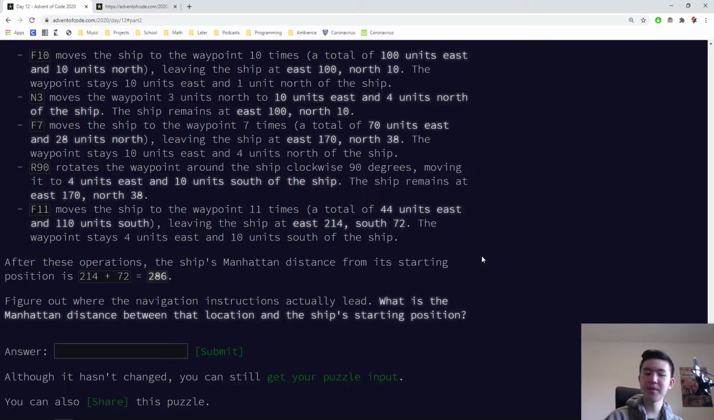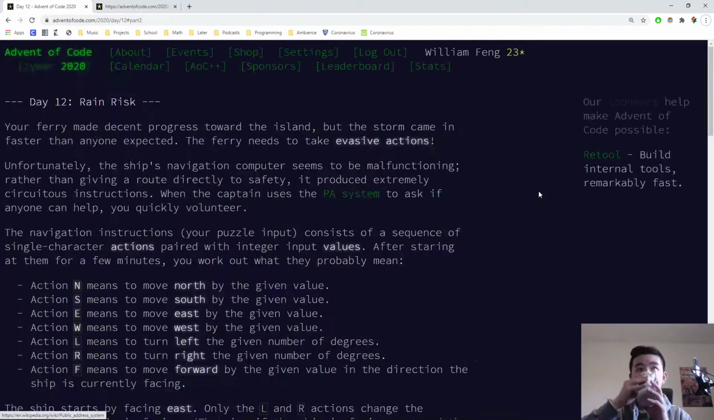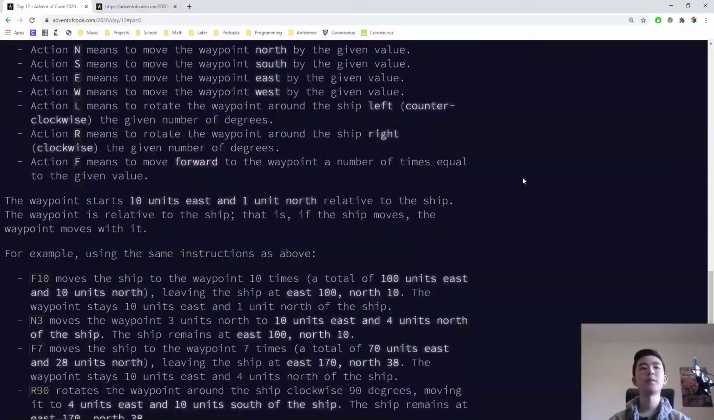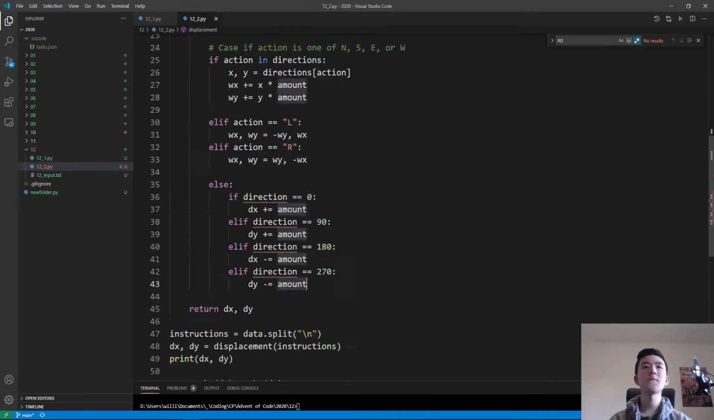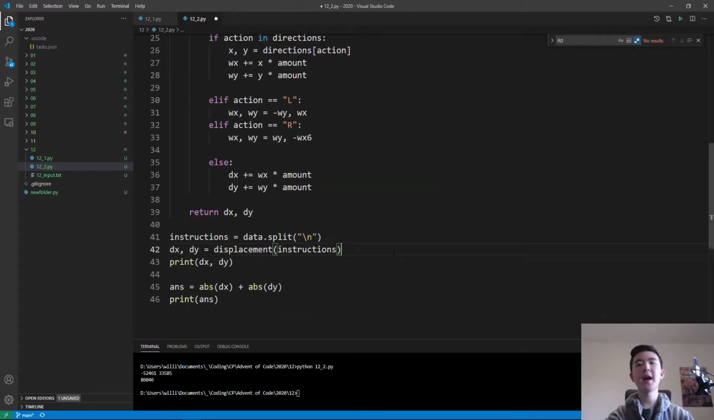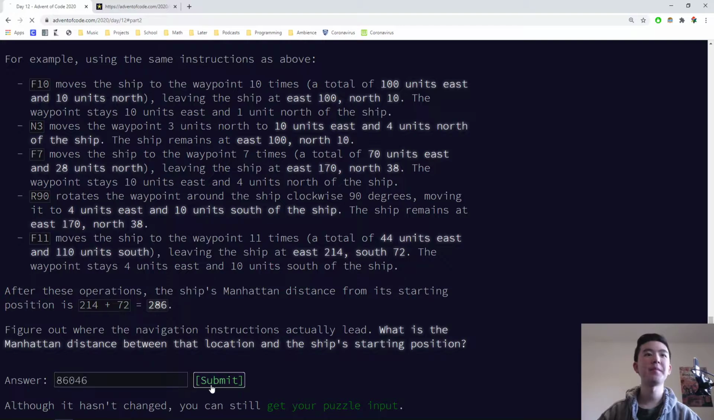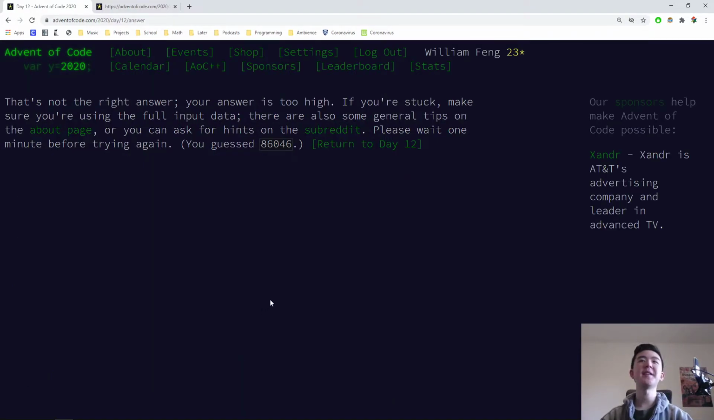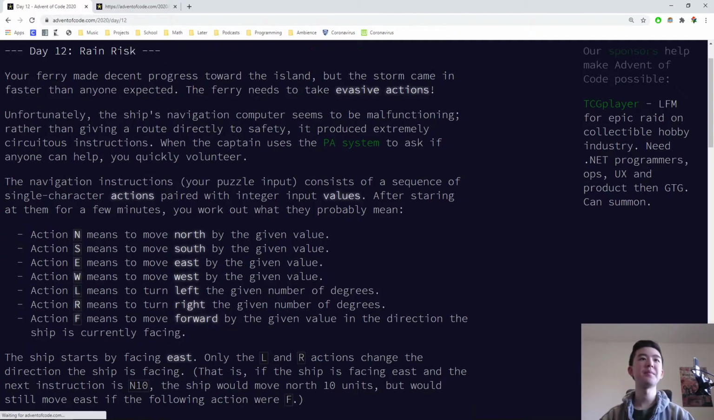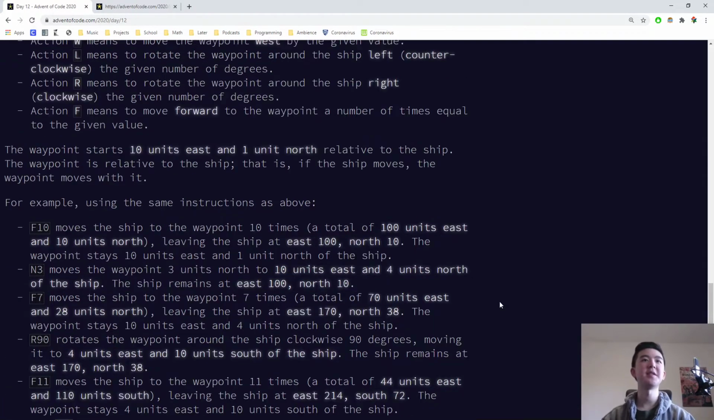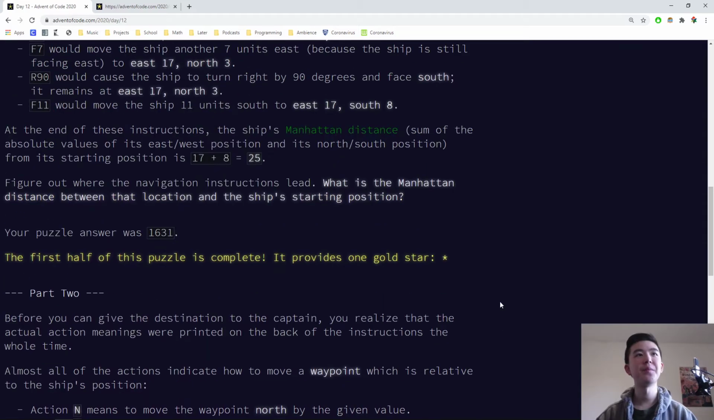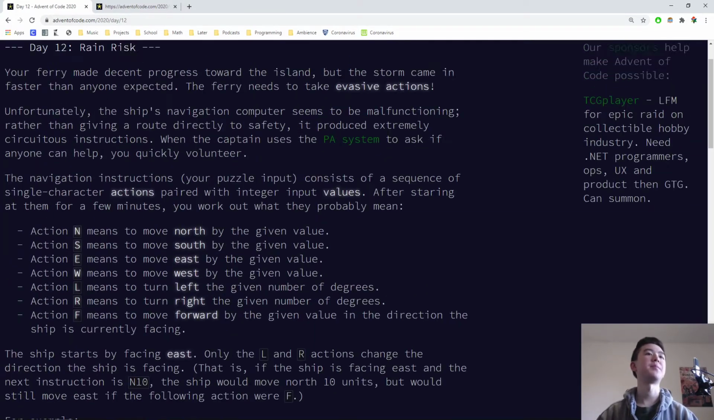Okay, so let's just solve it and then explain. Okay, so we have arrived at our second answer, which is 86046. I don't know if that's right. Okay, that's not the right answer. It's too high. Okay, so I guess I'm just going to debug this, figure out where I went wrong, use the sample input.